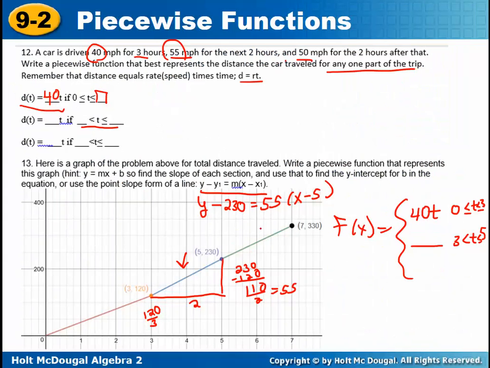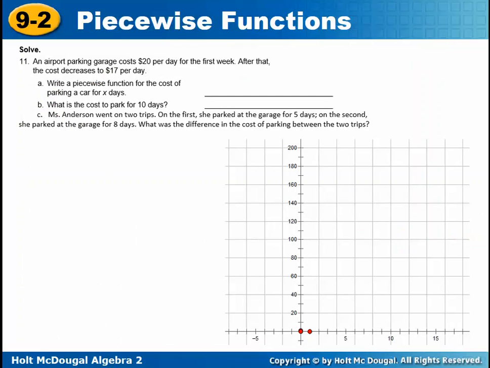And then you do the same thing for the last section of the line. Use the points that are on there. And then I said we'd look at number 11. This one is a parking thing, figuring out the cost for 10 days. There's only 2 parts to this one. It's $20 a day for the first week, and after that the cost decreases to $17 per day. So graph this and see if you can do what we just did, writing the piecewise function with the more complex method for any given point on your trip. Or you can write it with the simpler one and just say this is for any given point on the trip. All right, let me know if you have any questions.